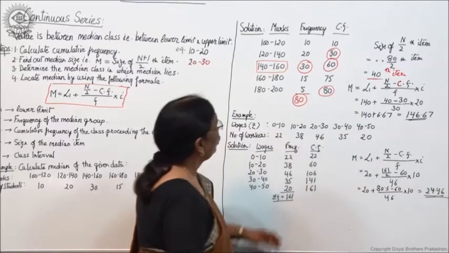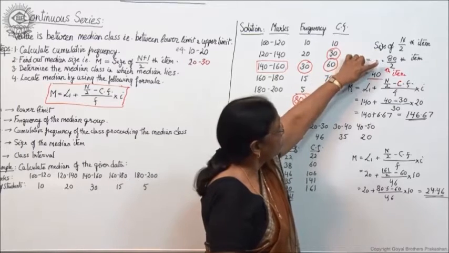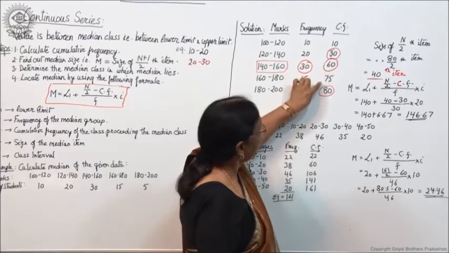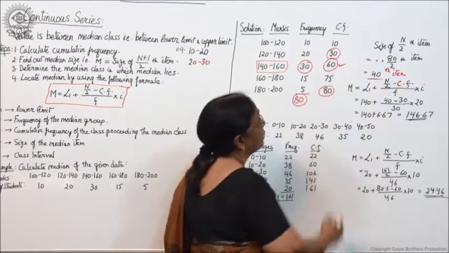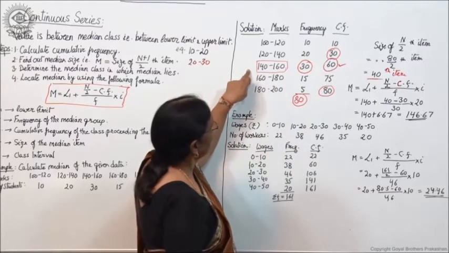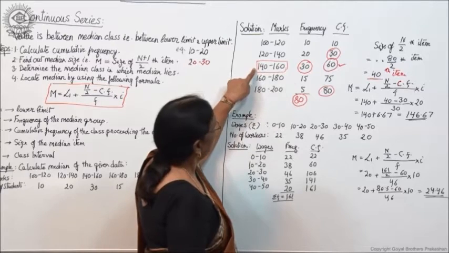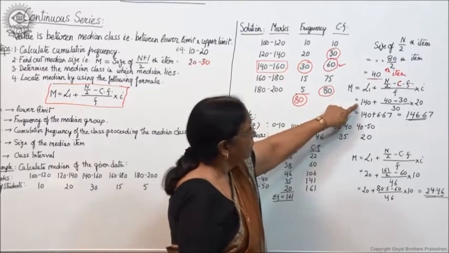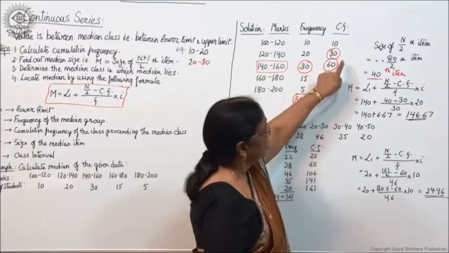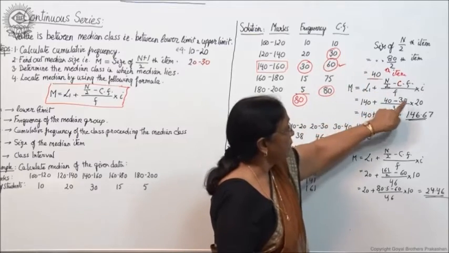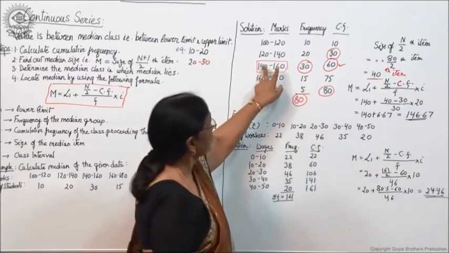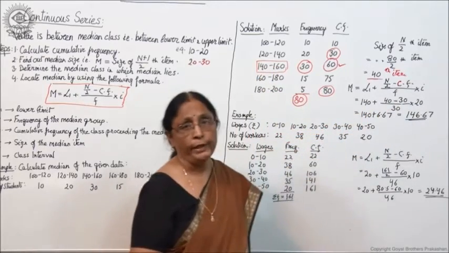L1 is the lower limit. Now, the first thing you have to find out is n upon 2. This is the first thing, that is 40. Locate 40 here. Here 40 is inside this figure. So, this is the median group. In front of this, whatever is the class interval, the lower limit of this is L1, n upon 2 is 40 minus the preceding cumulative frequency, the cumulative frequency preceding this class is 30, then the frequency in front of this is 30 and the class interval of this median class, that is 20.